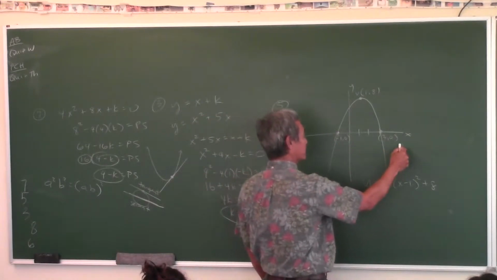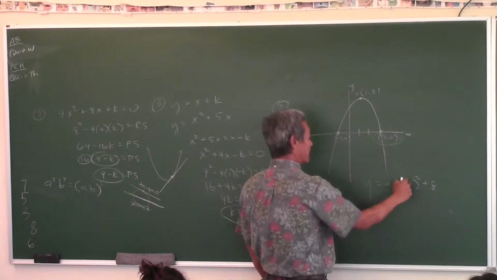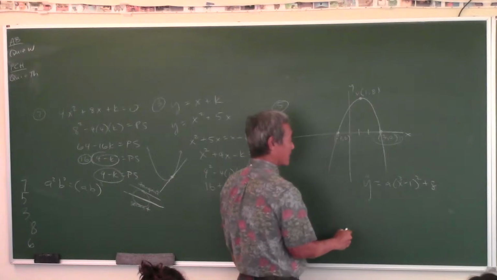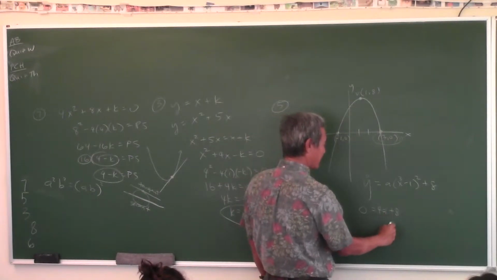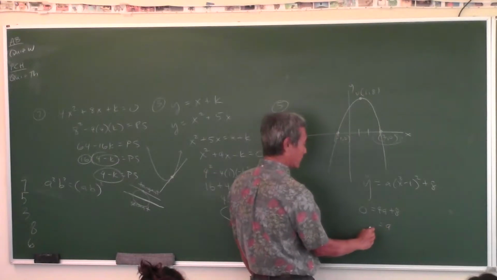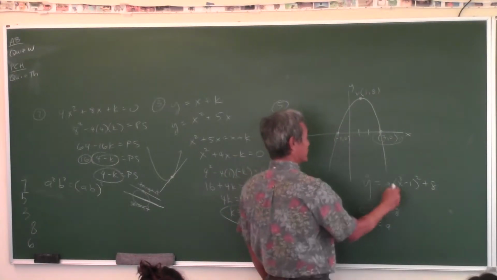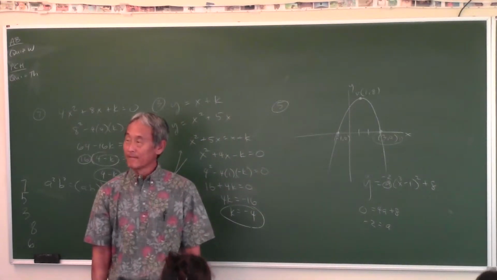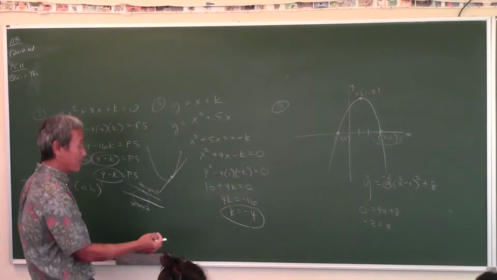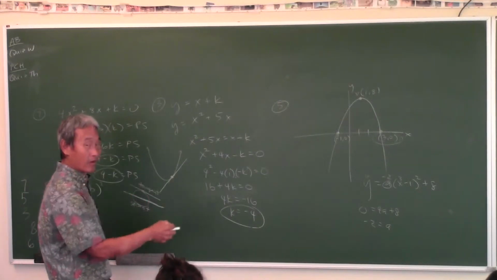Which one do you want to do? Okay, if I plug in 3 for x and 0 for y, what do you get? 0 equals 4a plus 8. Therefore, a equals negative 2. So this is negative 2. Boom, that's the equation of the parabola. Remember, if you know the vertex of the parabola, use vertex form.